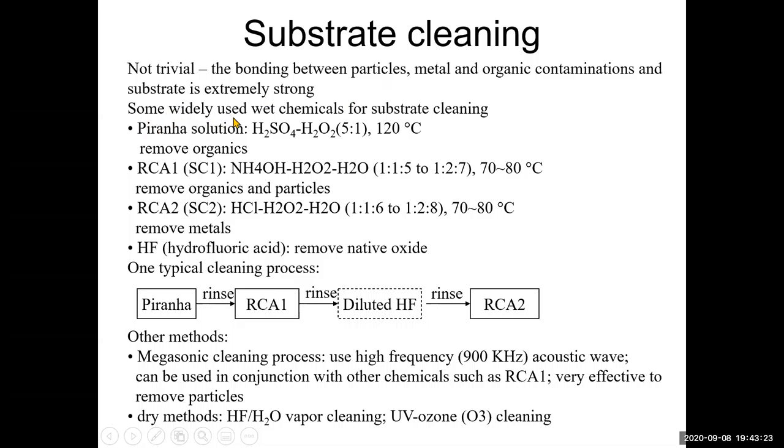Some widely used wet chemicals for substrate cleaning. The first one is called piranha solution, which is a mixture of sulfuric acid and hydrogen peroxide, 5:1 ratio. The temperature is 120 degrees C, so a fairly high temperature for a solution. And this solution is very good at removing organics.